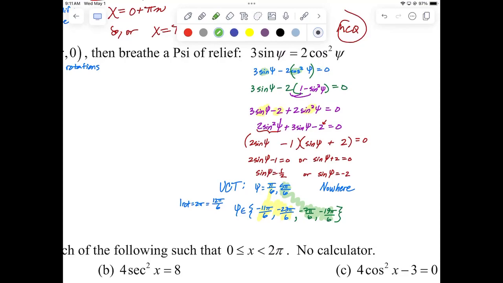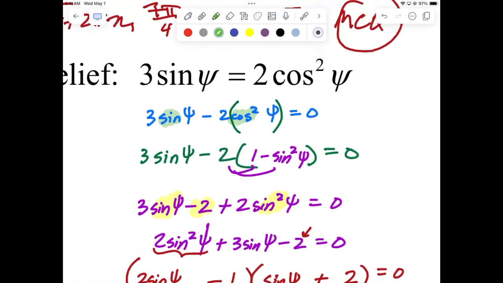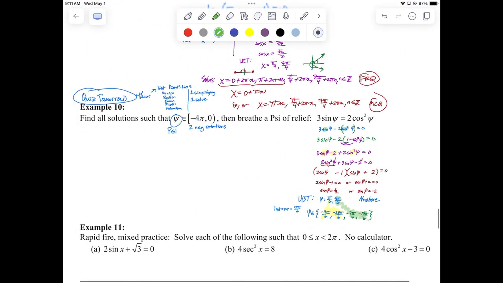Nothing to it, right? So what jump-started that whole problem? The Pythagorean identity. We wanted to put all of our trig functions across the board in terms of the same one, sine or cosine. And it was much easier to write cosine in terms of sine squared than it was to write sine in terms of cosine. Yes, yes? Okay. Questions on number 10?